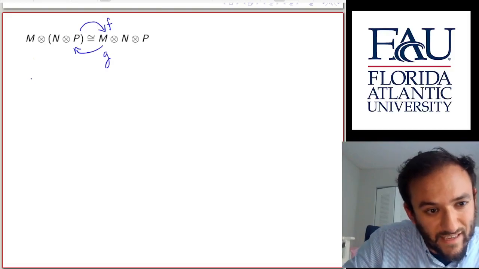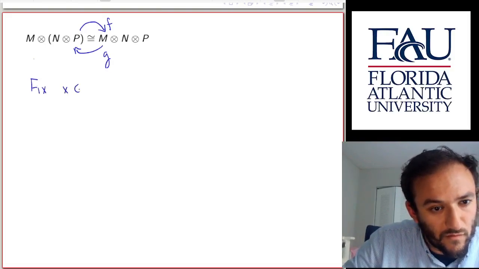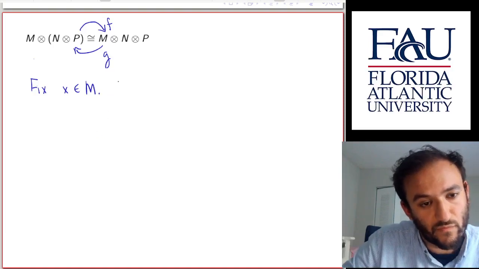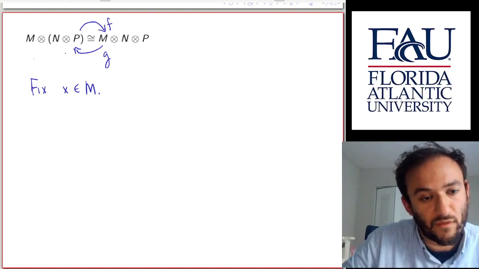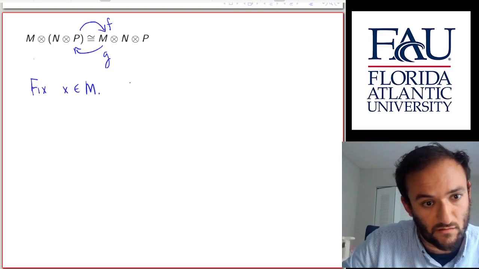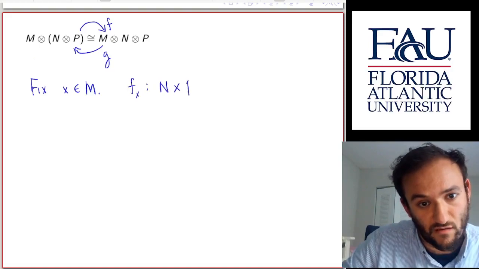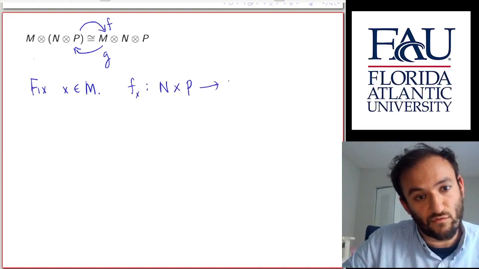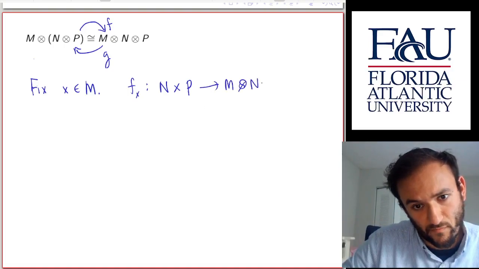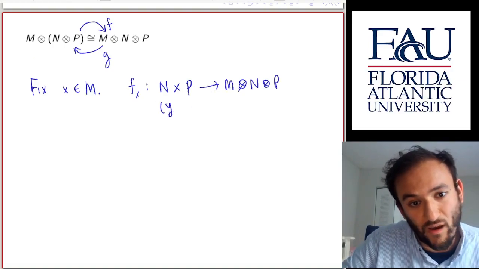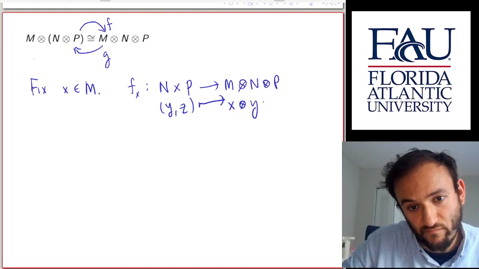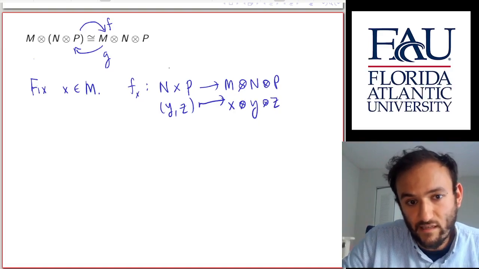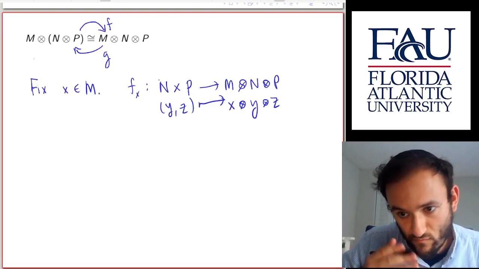We're going to start by fixing an x in M. And we're going to define the map from N cross P. So take f_x from N cross P and map that to M tensor N tensor P, sending (y, z) to x tensor y tensor z. Here y and z can be any elements in N and P, but x is fixed. All right, it's indexed by the map.